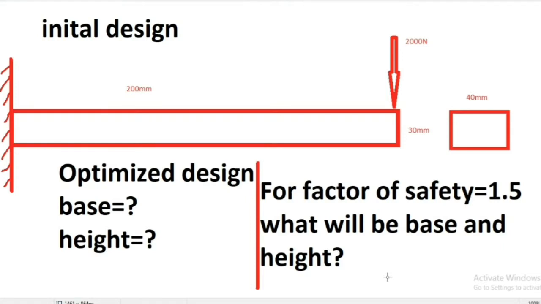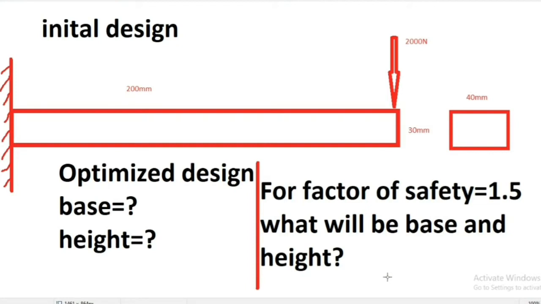In this particular video, the cross section is a rectangular cross section with a base of 40 millimeter and a height of 30 millimeter, and the length of the beam is 200 millimeter. It's a simple cantilevered beam, where one end is fixed and a 2000 Newton force is applied at the other. In the initial design we can get this 30 by 40 millimeter cross section by rough manual calculation.